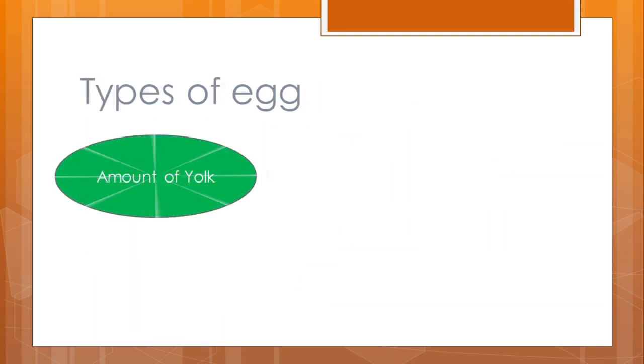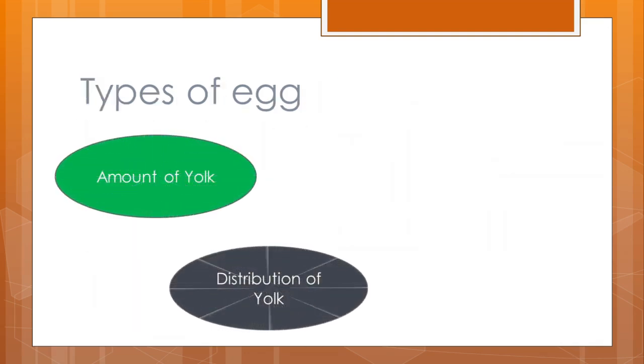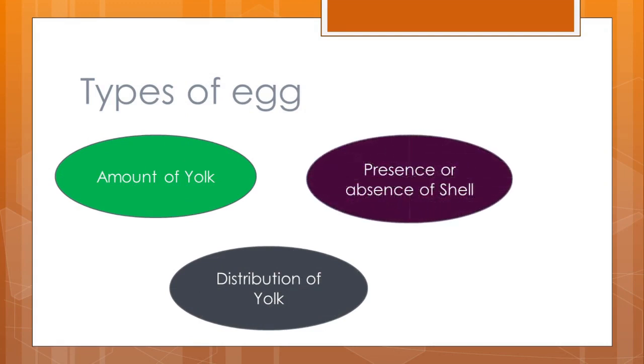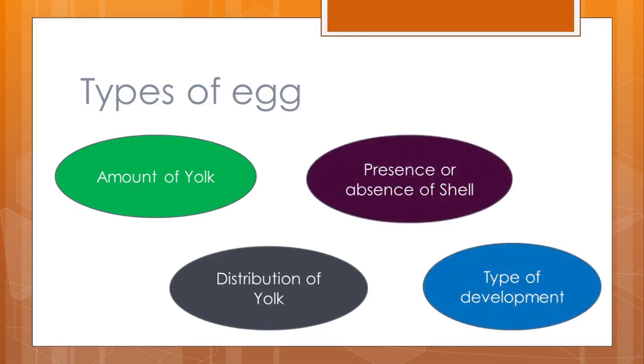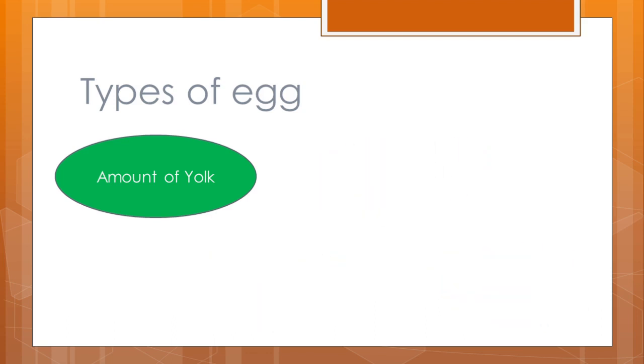Now coming to the classification of eggs. The eggs are classified into different types based on four different criteria: amount of yolk, distribution of yolk, presence or absence of shell, and type of development. First, let us see how the eggs are classified based on the amount of yolk.